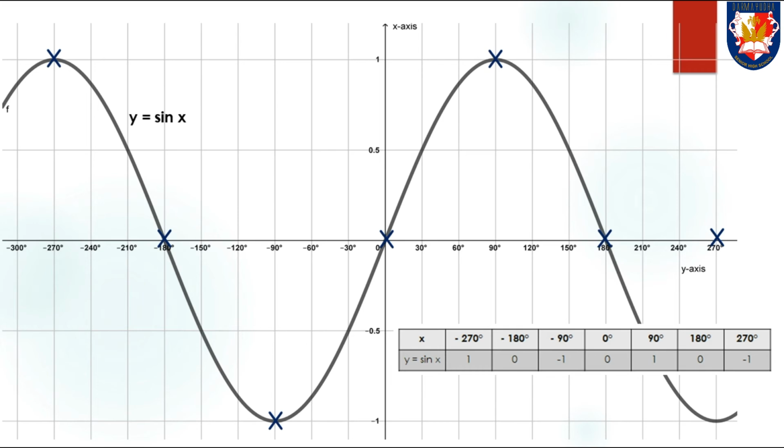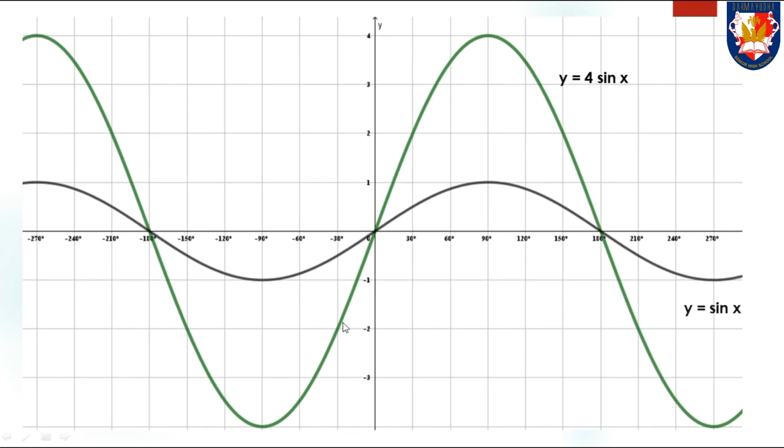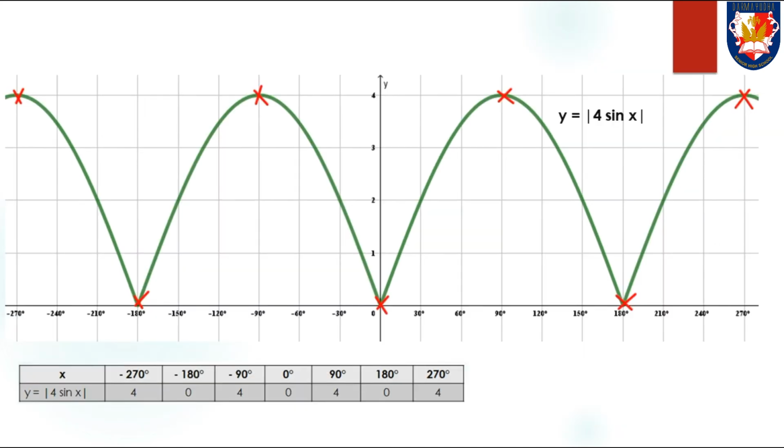Here is the graph for y equals sine x with the table, and here is the graph of y equals 4 sine x with the table. We can easily find the difference between y equals 4 sine x and y equals sine x. For part B, the graph of y equals the absolute value of 4 sine x is this one. And from the graph, there is no negative value. The maximum value of y equals the absolute value of 4 sine x is 4.